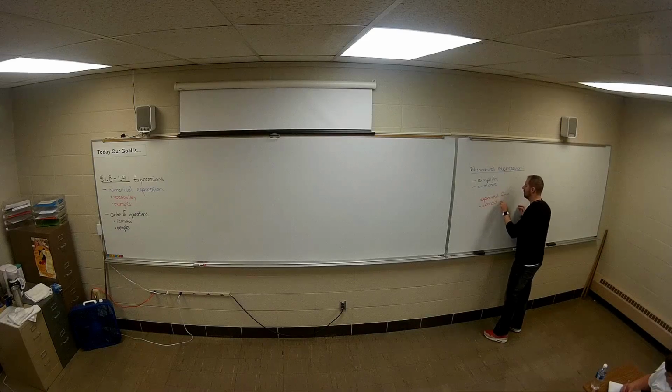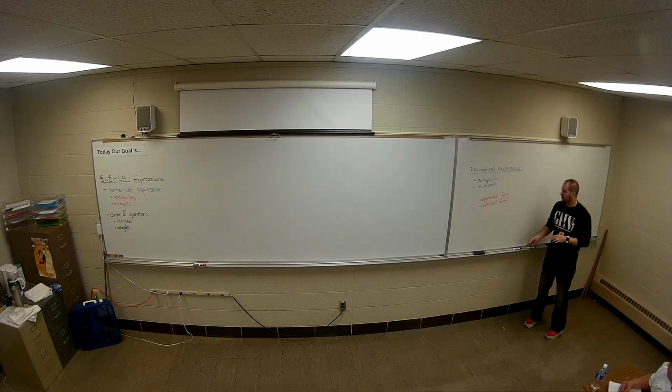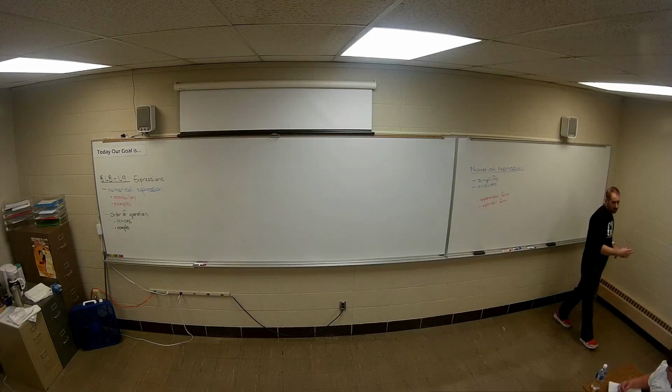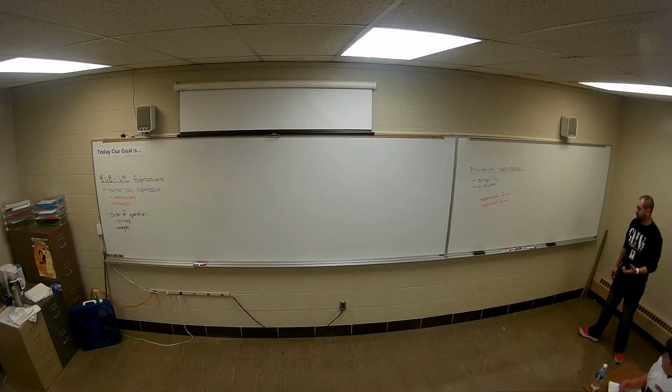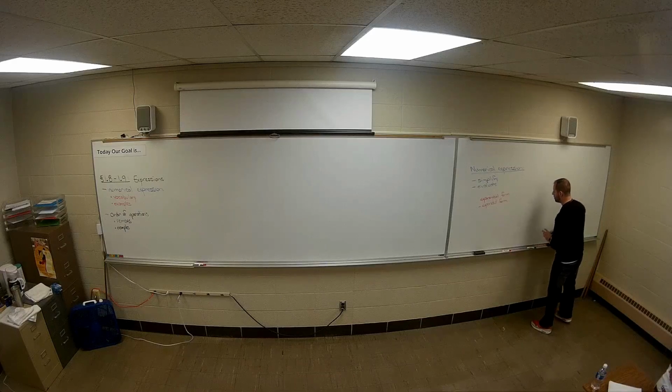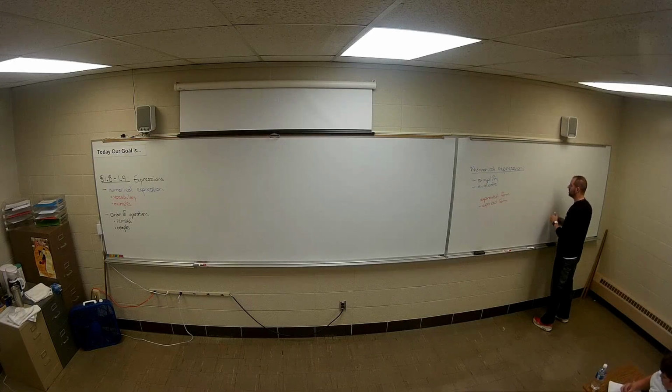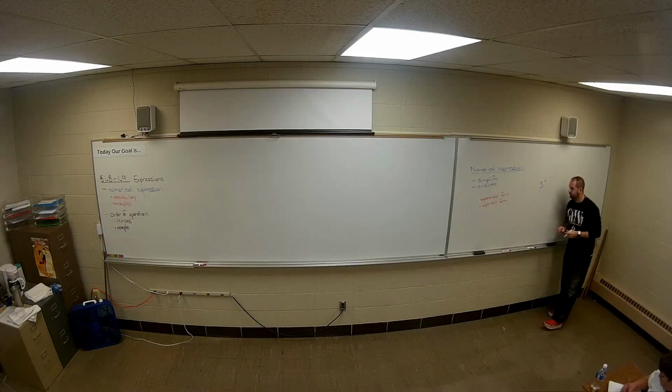So let's start with just a basic problem here. Let's go with 3 to the 4th power. 3 to the 4th. Okay, this is exponential form. It's a numerical expression. It has numbers. There's no variables in it, so we're fine. We can simplify this thing down.